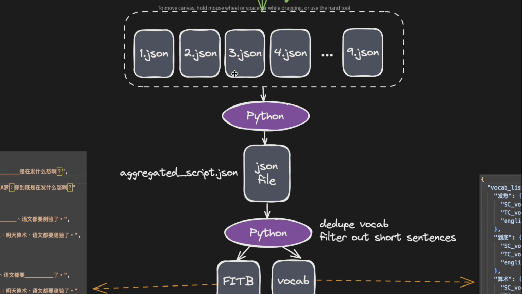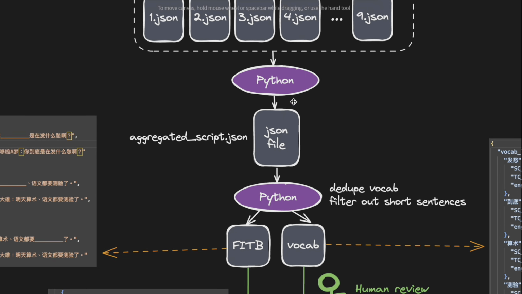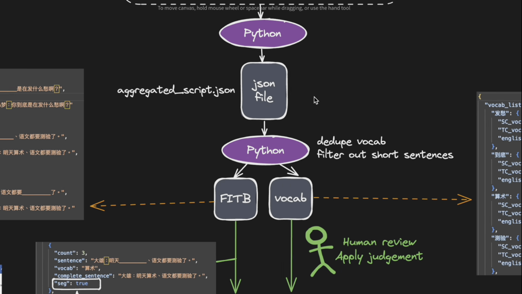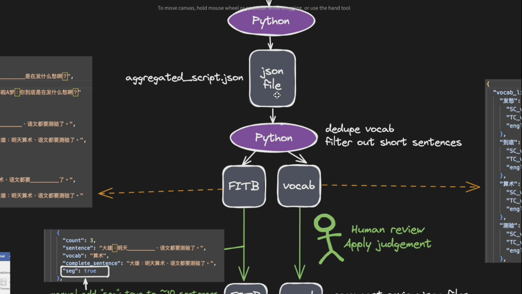We don't want it as 9 separate files. We want to just concatenate all of them into a single file. So we just run it through some traditional Python, put it into a single JSON file, and we call this the aggregated script JSON. At this stage, this is fine. This contains all the information that we need.